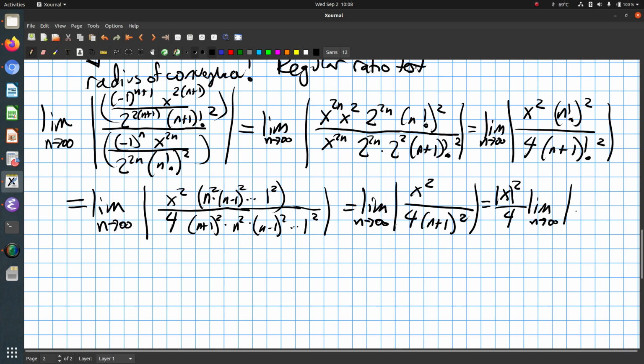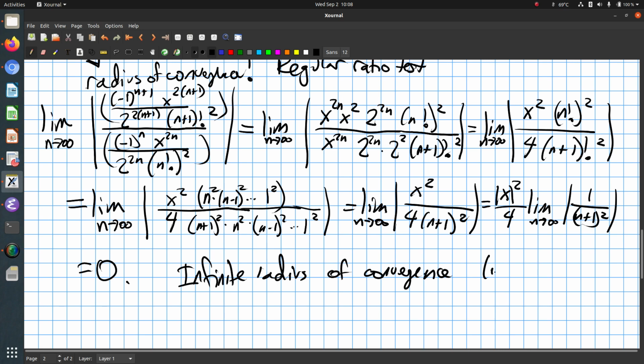This greatly simplifies, doesn't it? Okay, now that limit, what about that limit? As n goes to infinity, that limit goes to 0. So the whole thing goes to 0. What? The whole thing goes to 0. That means it doesn't even depend on the x, does it? So that's what happens when you have an infinite radius of convergence. Which, in other words, means this series converges regardless of x.